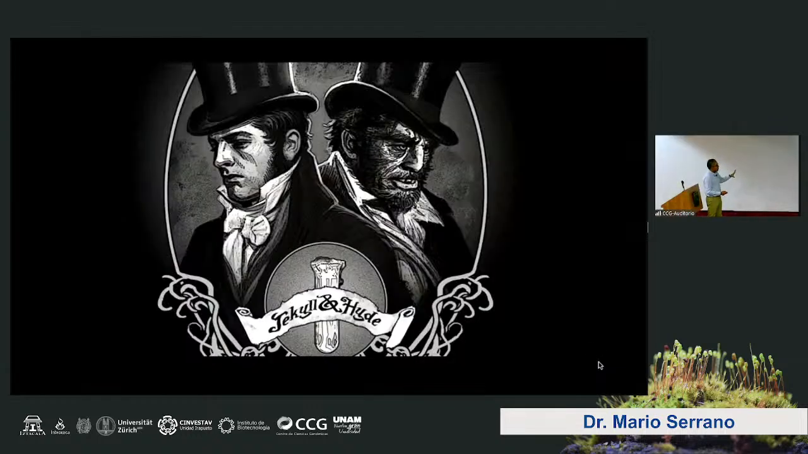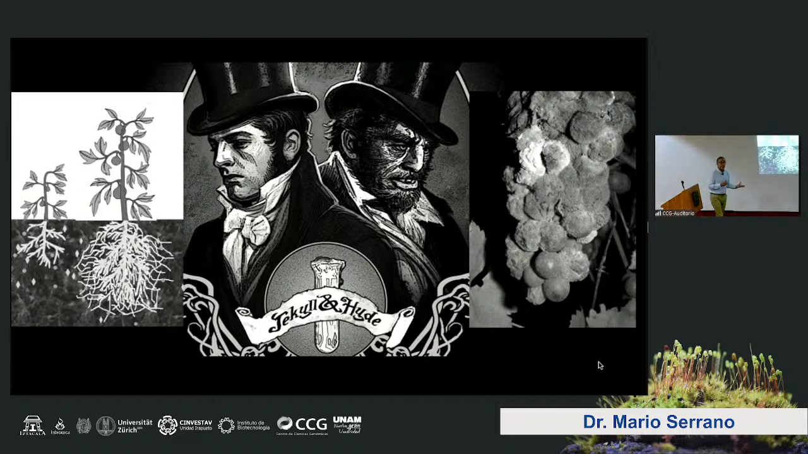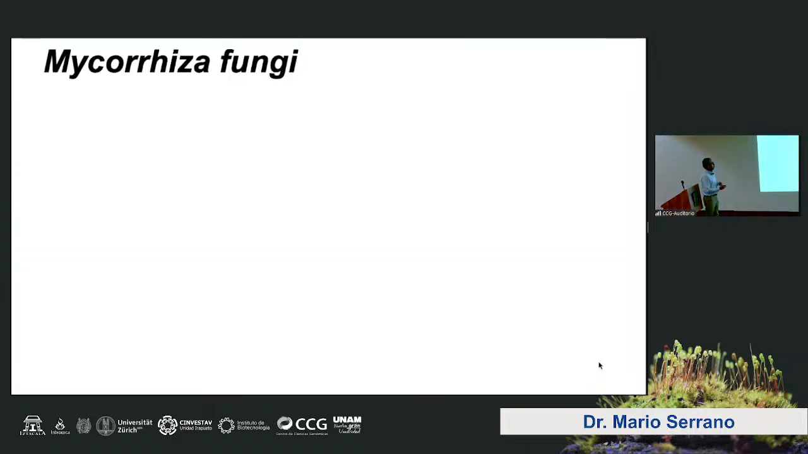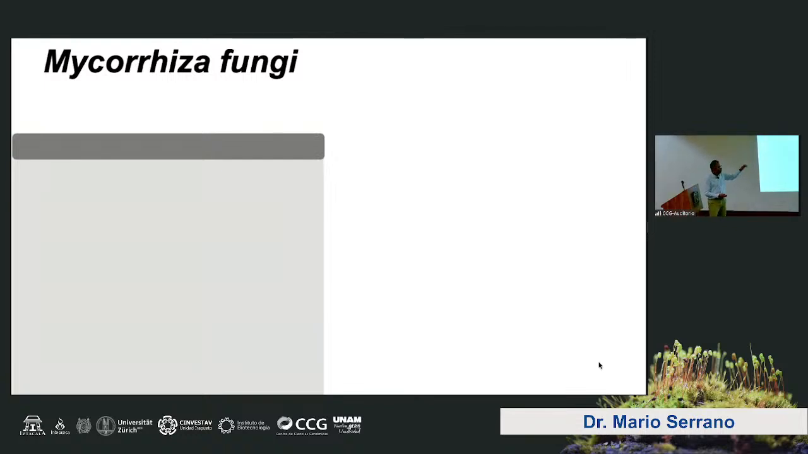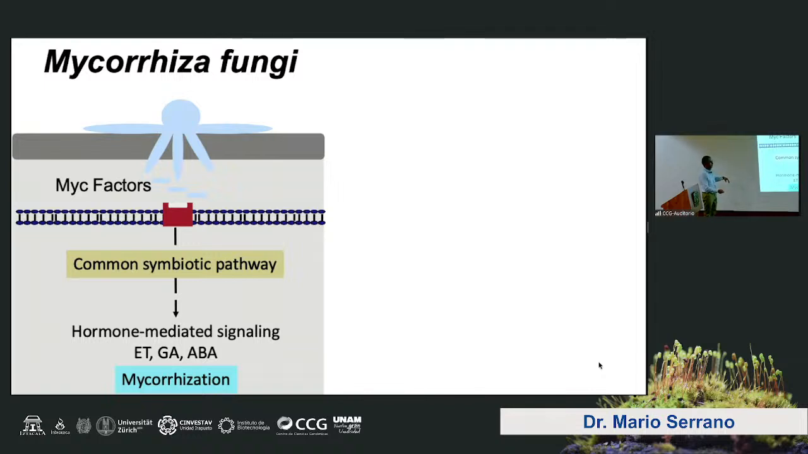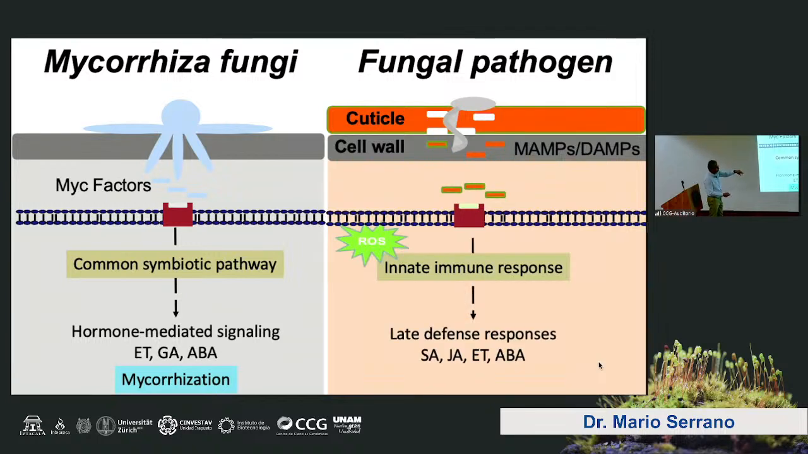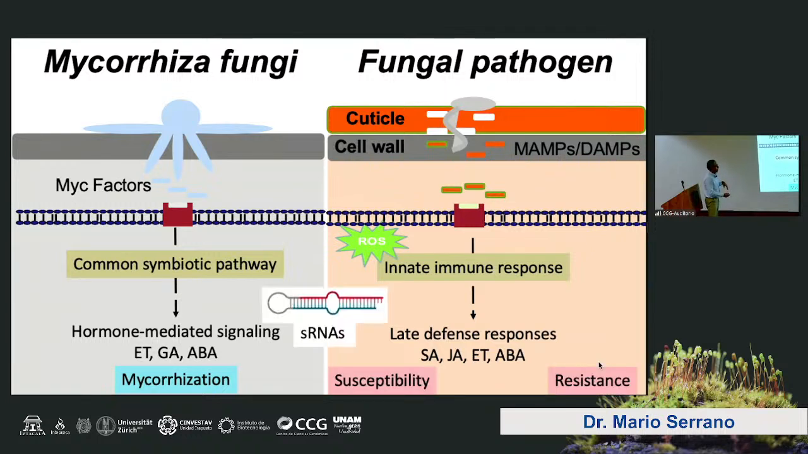So far I have shown you what we are doing with the bad relationships in the interaction between plants and microbes. But we have also started to work with the beneficial interactions. Normally, during the interaction with beneficial microorganisms, in this case just an example of the mycorrhiza, we have the Myc factors that are recognized. They induce the common symbiotic pathway, and then the hormone signaling pathway is induced, which leads to mycorrhization. In the fungal pathogen, I already showed you that there is induction of the late defense response before the innate immune response of the ROS. But the important thing here is that we know, or expect, that small RNAs are also involved.